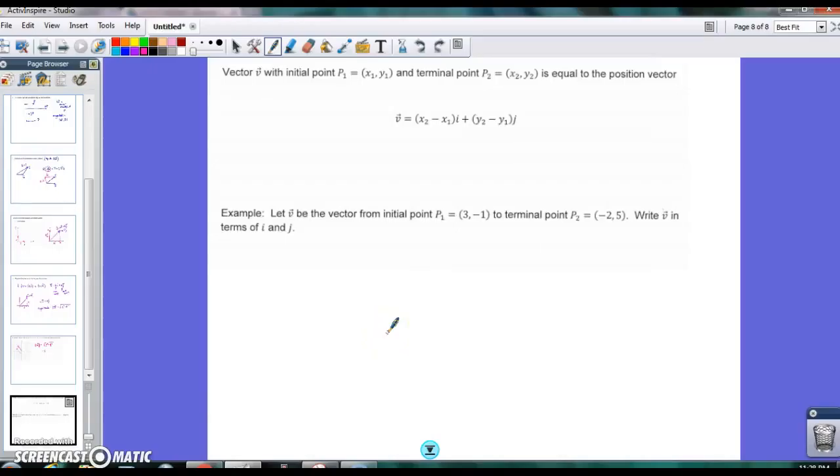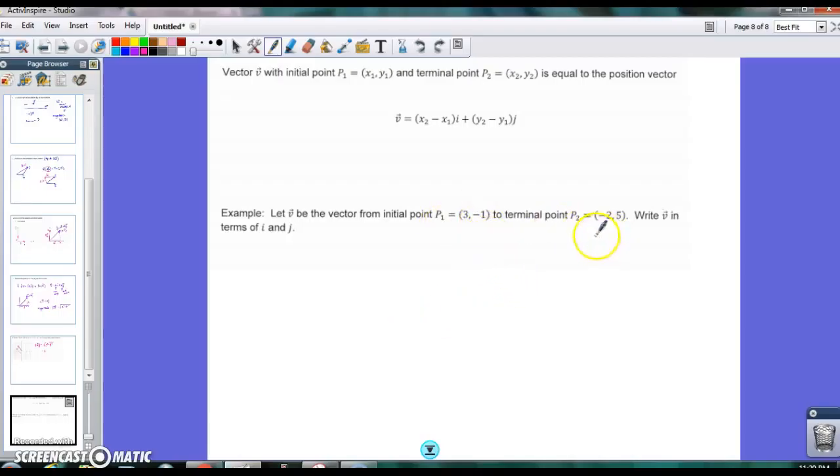Then on the last page of your notes, we're talking about a vector v with initial point P1 and terminal point P2 is equal to the position vector. So now let's say I'm taking some vector anywhere. It doesn't necessarily have to have its initial point at the origin. I'm just taking this vector. And it's always going to be equal to, remember, i is your horizontal component, j is your vertical component. So if you just take the difference of the x's and the difference of the y's and put them in the right places, you're going to get your position vector. Let me show you an example of that.